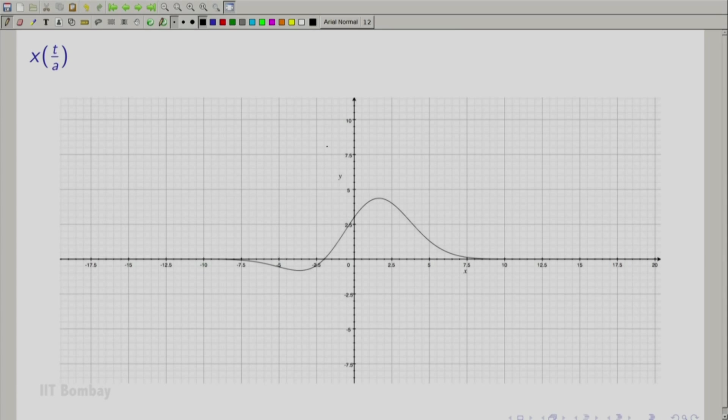So now we move on to x of t by a. Again, a is greater than 1, and as expected, the graph of the function has expanded and not compressed as was in the previous case.